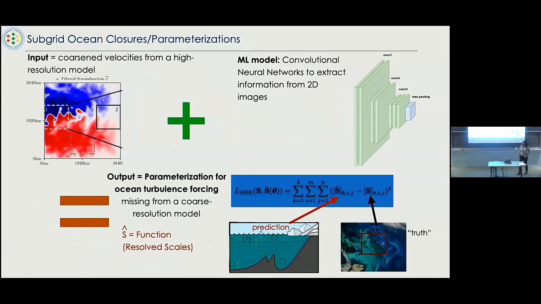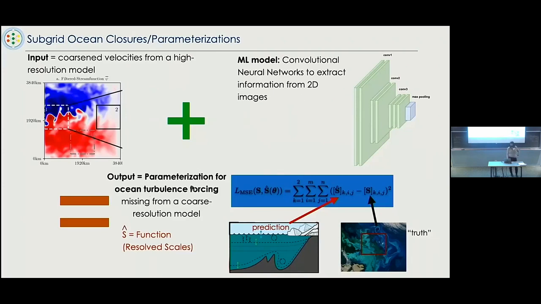Okay, so let's start with learning subgrid closures from data. What we're going to do here is take coarse grain input from different models. Here I'm showing the stream function, which is basically a measure of local velocities. Quite often we're going to take the stream function or the velocity on a coarse resolution grid. We're going to use neural nets, and most importantly, convolutional neural networks. We talked about this earlier already.